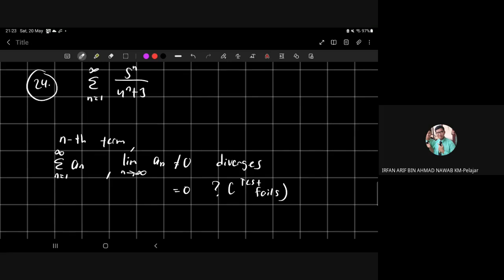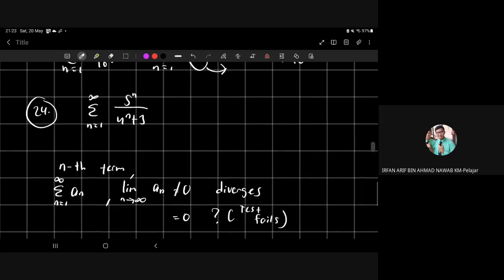There are a few series that don't satisfy the test, like the harmonic series. The sequence of the harmonic series approaches zero, but the series diverges. So when you apply the n-term test, you can see that it approaches zero, but that doesn't imply that the series converges. It could be diverging. So how do you apply this to this series?